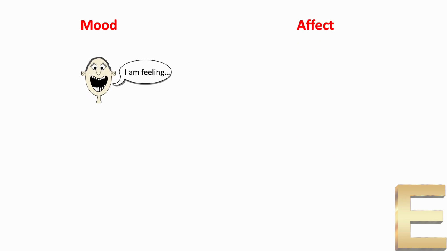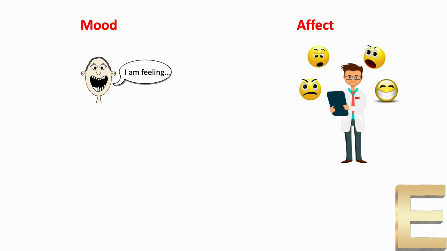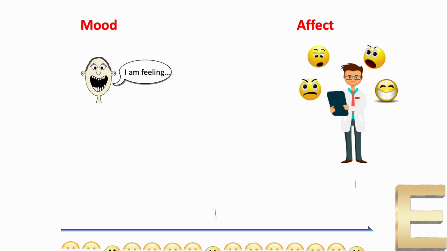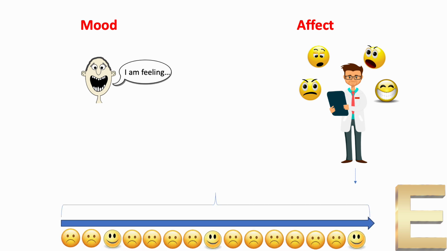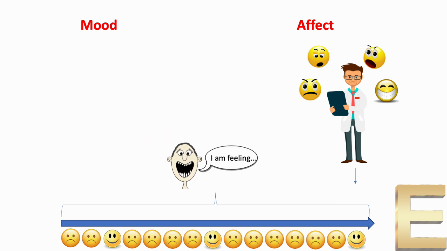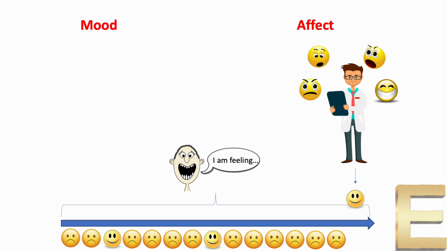Emotion can be subdivided into mood and affect. Mood is usually interpreted as the feeling state described by the patient, and affect is regarded as the external expression of these feelings observed by the examiner. Another way of differentiating mood and affect is that mood is a sustained feeling over a period of time, while affect is the emotional state at the time of the assessment.